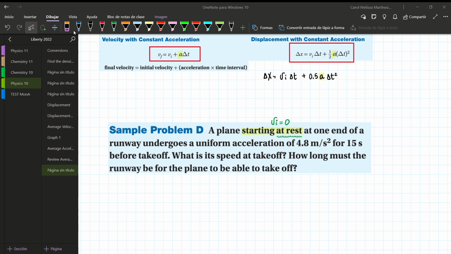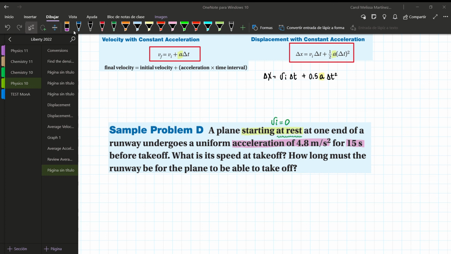It says at one end of a runway. You can make a sketch as well. I'm not going to. At one end of the runway, it undergoes a uniform acceleration of 4.8 meters per second squared. What is this? Is that velocity, acceleration, distance, time? Acceleration. The problem is telling you acceleration. Now it says 15 seconds. What is this? Time, displacement, acceleration, velocity? Time.